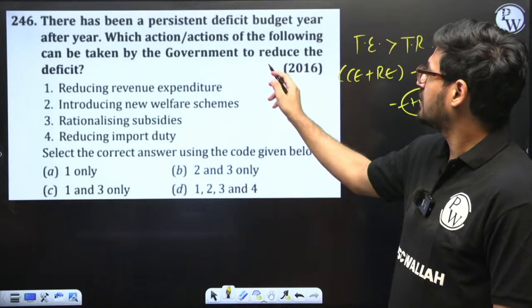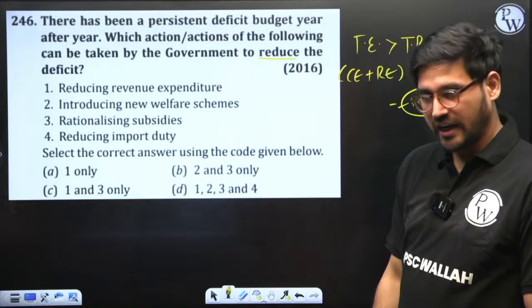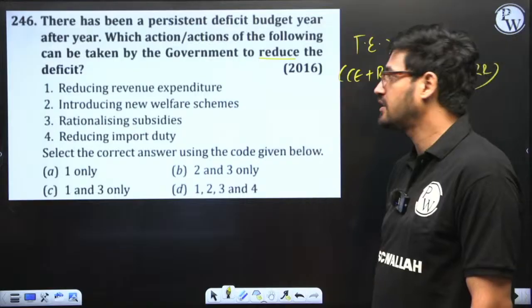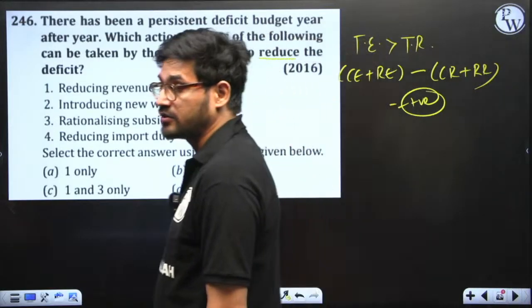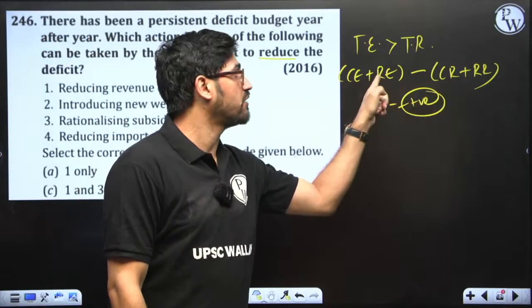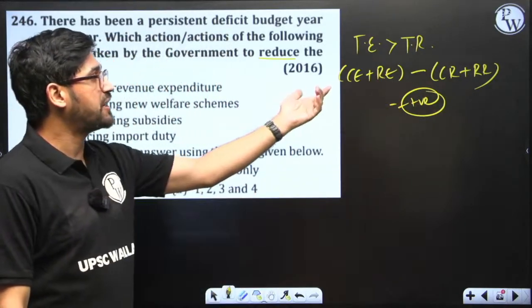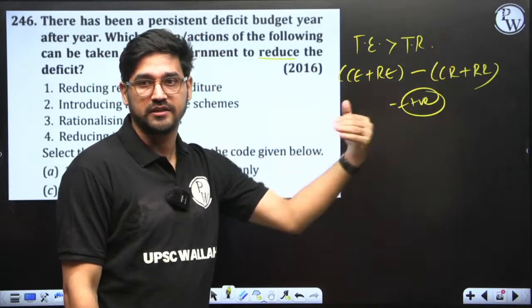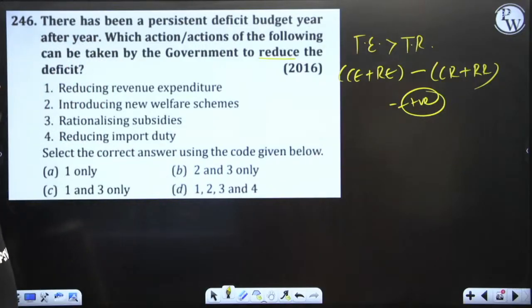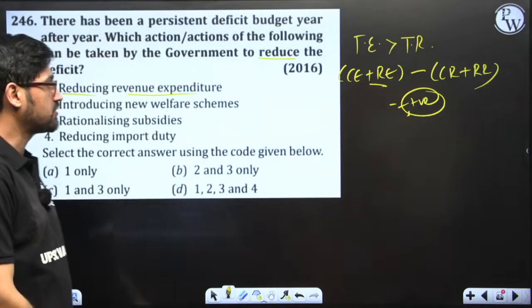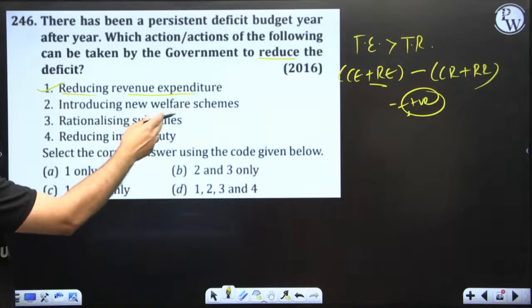Which action can reduce the deficit? Anything that can decrease this part, or increase this part, will reduce your deficit. Either you have to increase this or you have to decrease this. Capital expenditure, revenue expenditure, either this has to decrease or receipts have to increase. That is how your deficit will be brought down. Reducing revenue expenditure, yes, if you reduce revenue expenditure, this value will decrease. So this is correct.